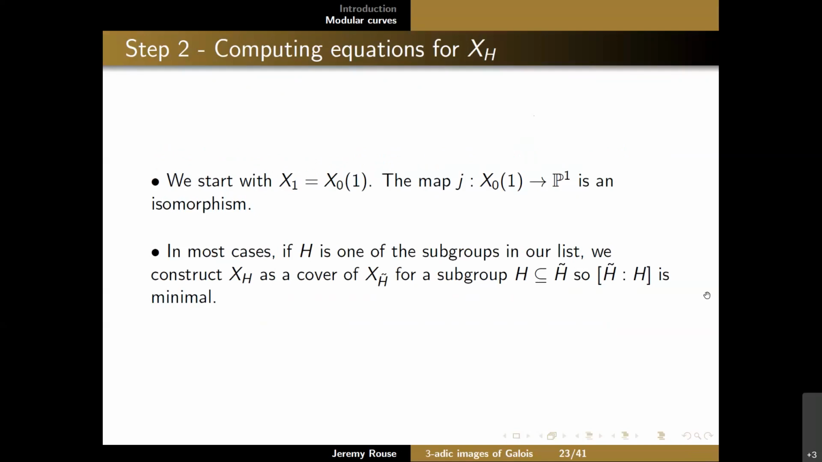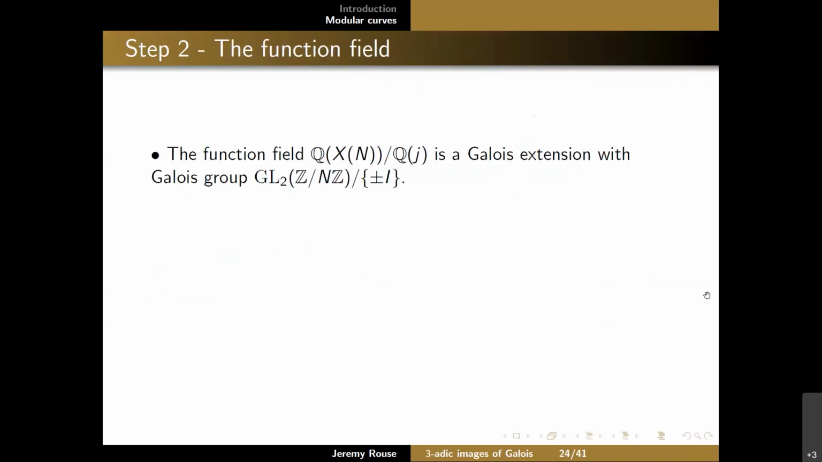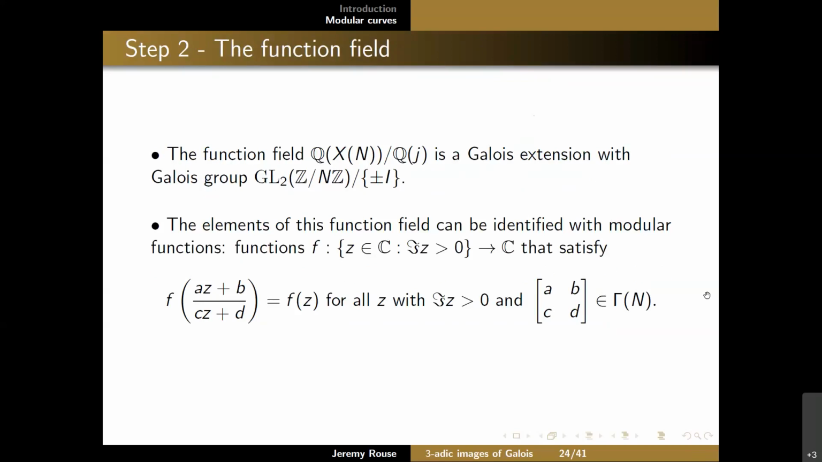To do this, we work at the level of function fields. The function field of the modular curve X(N), which is the smallest modular curve of level N you can find, is a Galois extension with Galois group GL2(Z/NZ)/{±I}. This was mentioned by Rockvi yesterday. And we are looking for modular functions.